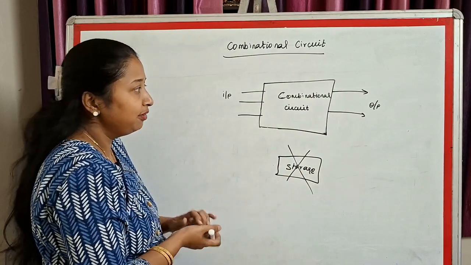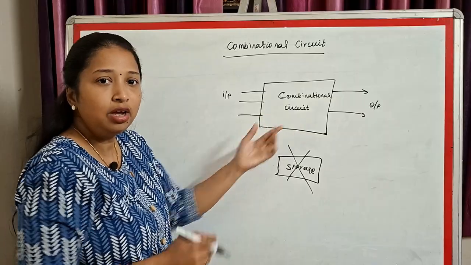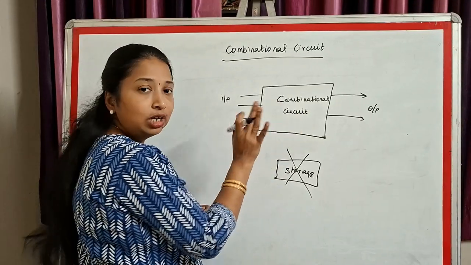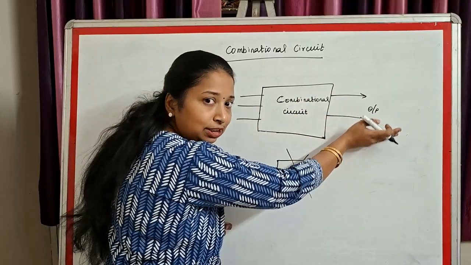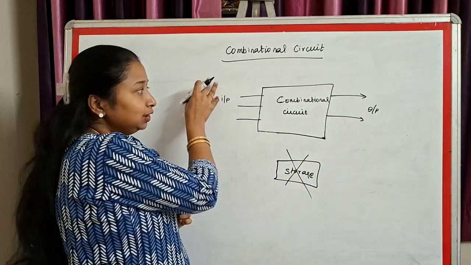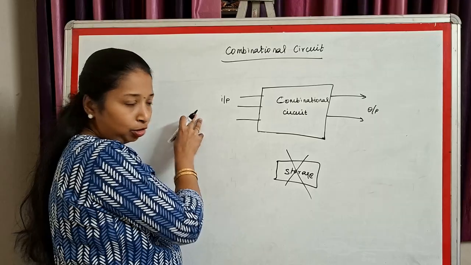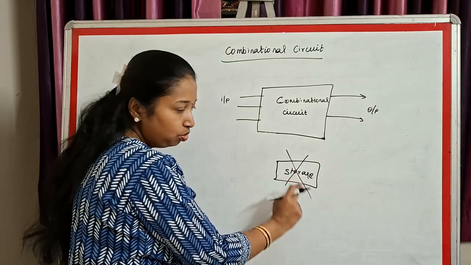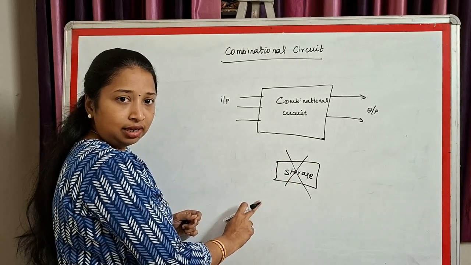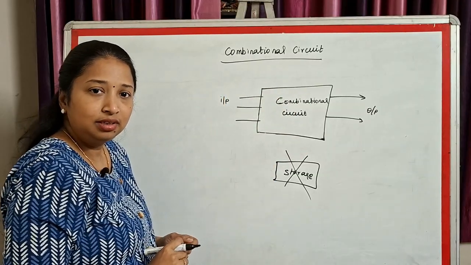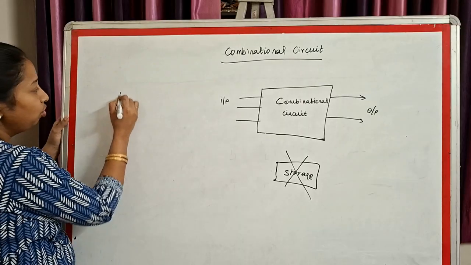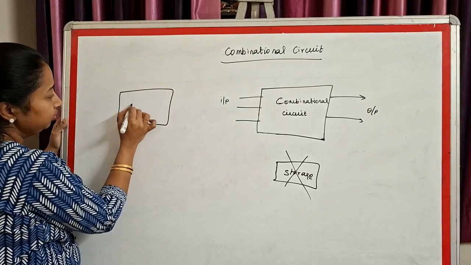I'll repeat the definition of a combinational circuit. It is nothing but a logic circuit that will produce a specified output for a specific combination of input without any storage involved. Clear? Then this circuit is called a combinational circuit. Clear? We have another circuit also called a sequential circuit.